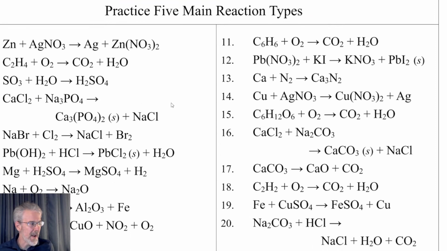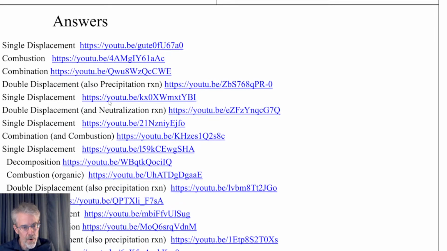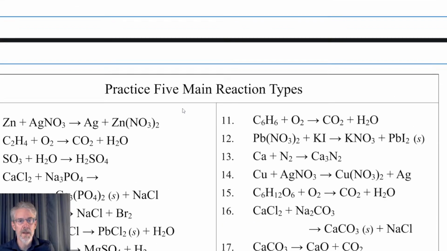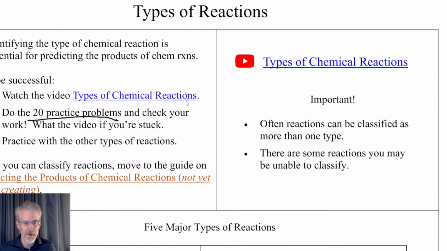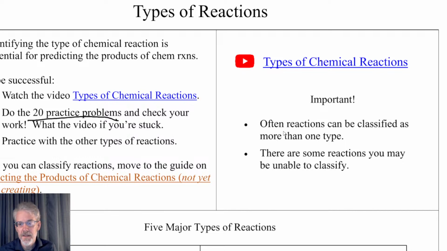So we're going to work through some of the practice problems. And when you do that, all the answers are here. So if you get it wrong, you can watch a video. Then make sure you understand what you're having problems with. Okay. And then we'll talk a little bit about some other types of reactions you might need to classify. One of the things you should understand is often we can classify a reaction as more than one type. So that makes it a little bit confusing. And some of the reactions you're just not going to be able to classify, especially at the general chemistry level. So don't get too frustrated if you can't.